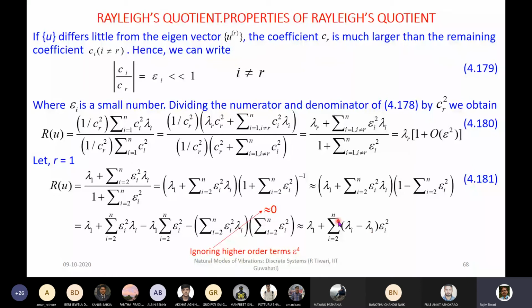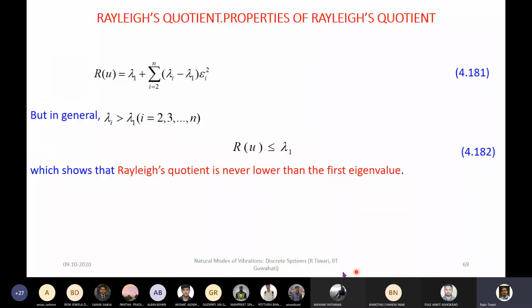So lambda I minus lambda 1, this is very important. So lambda I is the second natural frequency, third natural frequency, like that. So always this particular quantity will be more than 0. So this is the Rayleigh's quotient for r is equal to 1. That is nothing but lambda 1, which is the exact eigenvalue, plus something, because this quantity is always positive.